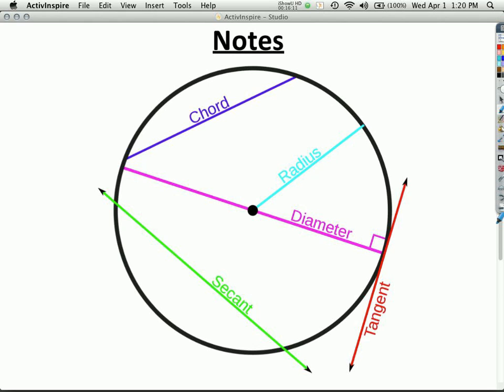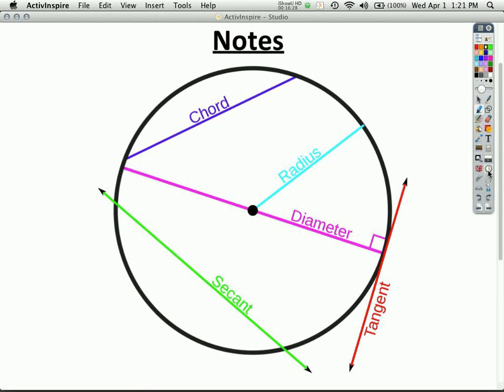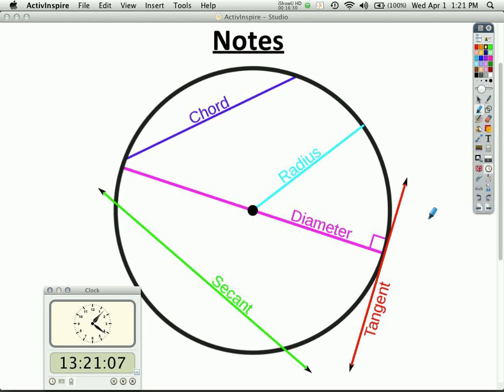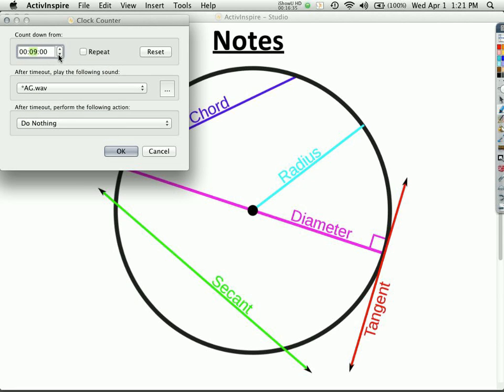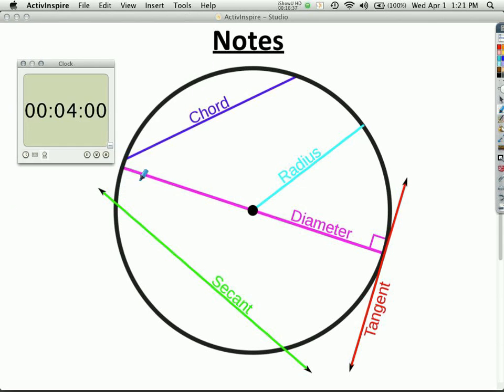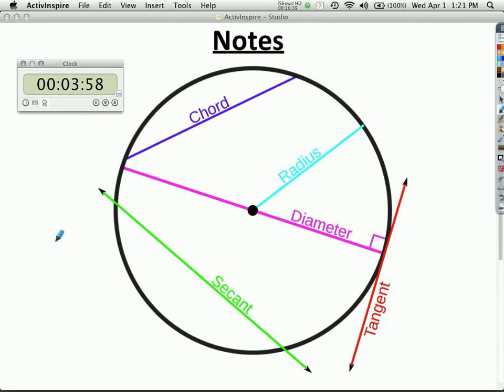Let me give you one little hint. Do not tell me that a radius is half of a diameter. That's something you learned 3 or 4 years ago, and it is true, but that's not what really makes a radius a radius. So don't tell me that. Okay? So we're going to put 4 minutes on the clock, and you've got 4 minutes to, with your team, come up with a definition for each of these terms. Go.